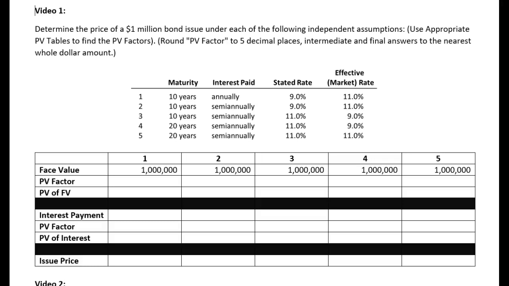Alright, in this first video we're going to look at how to price, or find the price of a bond, the issue price. So determine the price of a $1 million bond issue under each of the following independent assumptions.